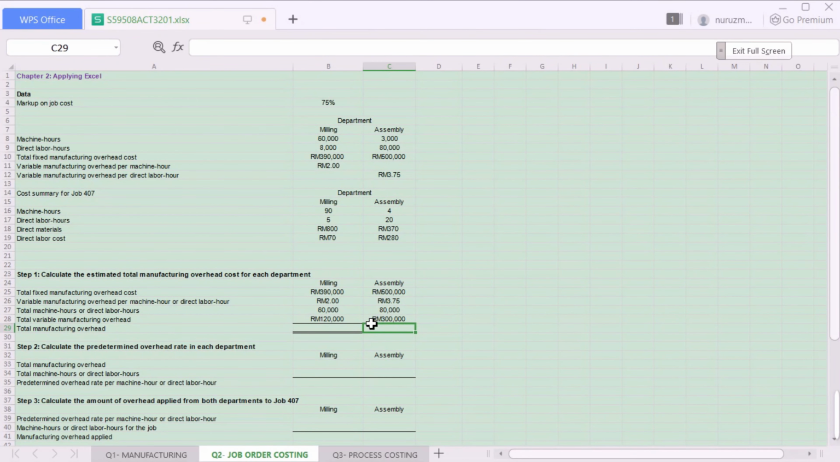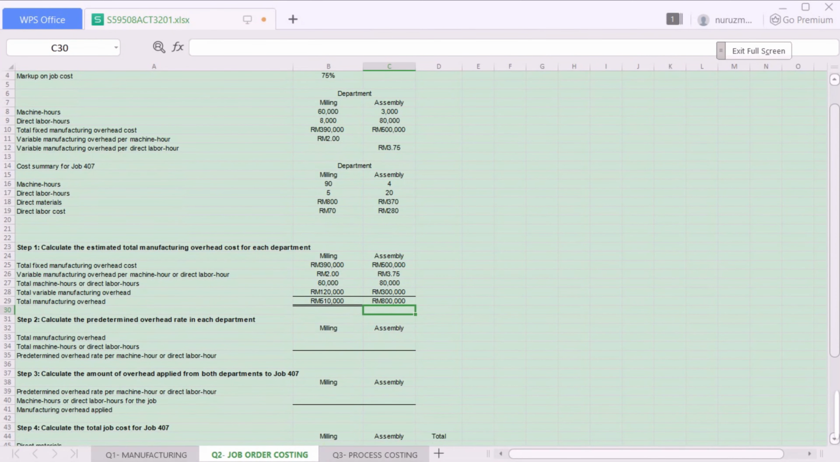Total manufacturing overhead for milling is total fixed manufacturing 390,000 plus total variable manufacturing overhead 120,000 equals 510,000. Same for the assembly. Total fixed manufacturing overhead 500,000 plus total variable manufacturing overhead 300,000 equals 800,000.